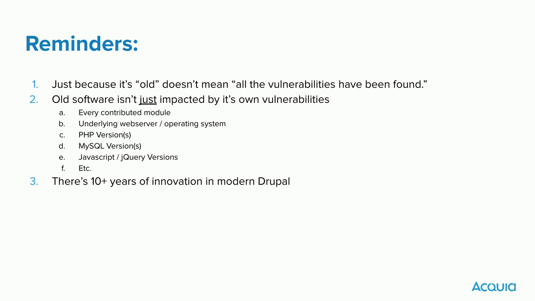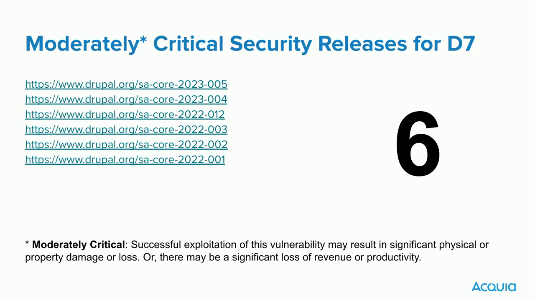And without that security team to do the maintenance and do the deployments and do the fixes, that gets more challenging. In the last 2 years, roughly, there have been 6 moderately critical security releases for Drupal 7 core. That may not sound like a lot, but remember, for the lawyers in the room, moderately critical is defined as a successful exploitation of the vulnerability may result in significant physical or property damage or loss. So it may not be a highly critical vulnerability, but it is still a vulnerability, right?